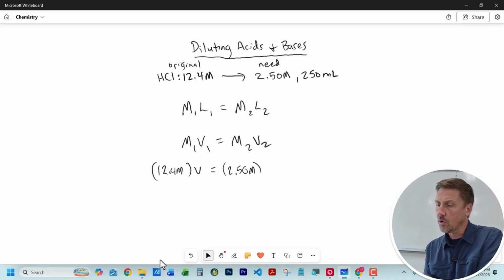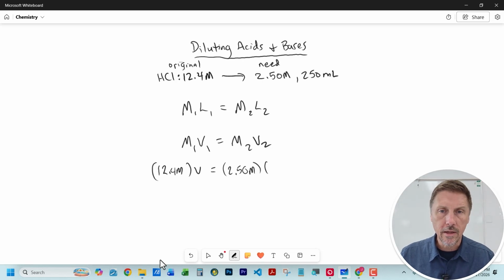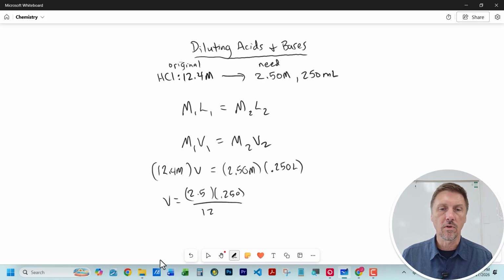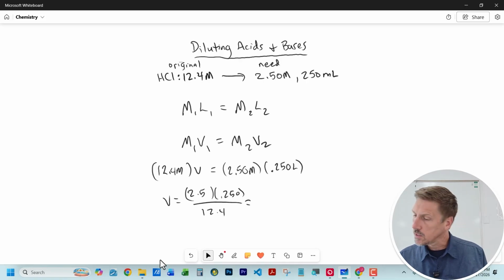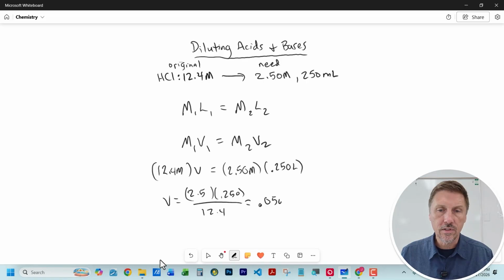And we normally would convert this to liters. So let's go ahead and do that and make it 0.250 liters instead of 250 milliliters. If we solve for V, right, what do we get? Well, we take the 2.5 times the 0.250 and we divide that by 12.4 and get a final value of 0.0504 liters.